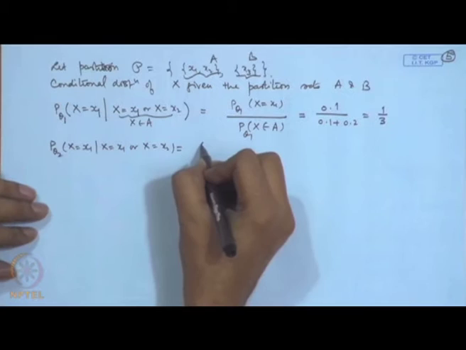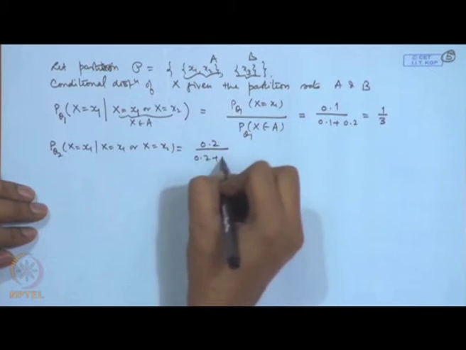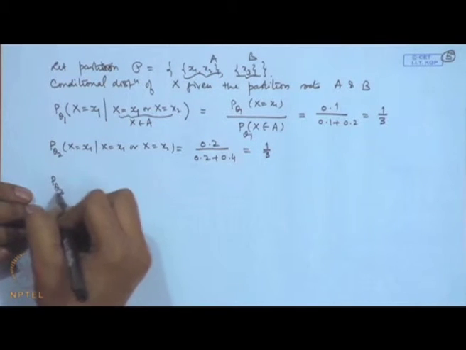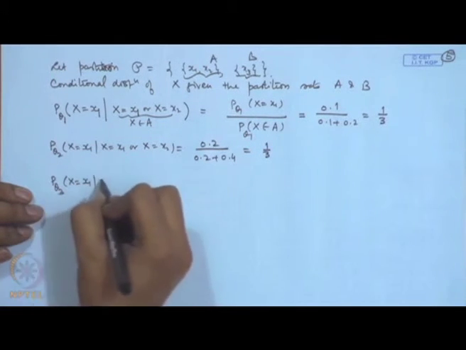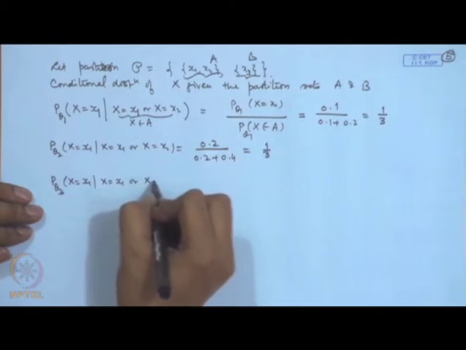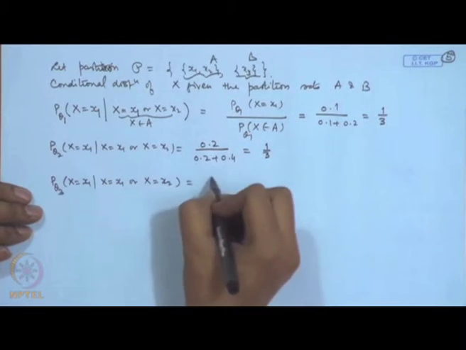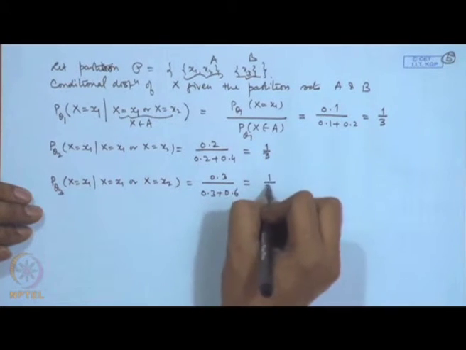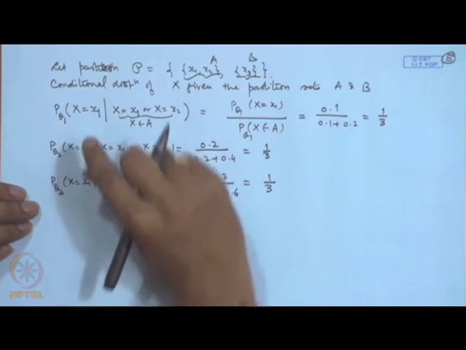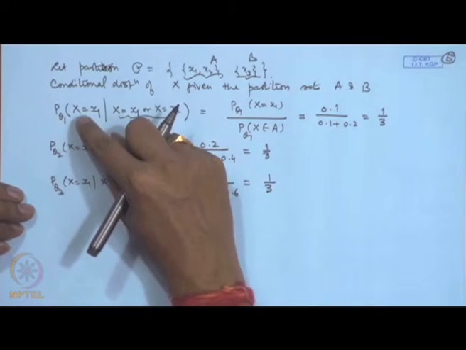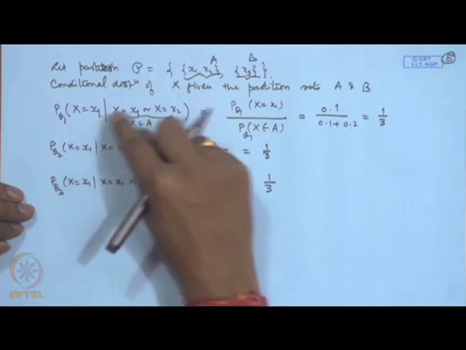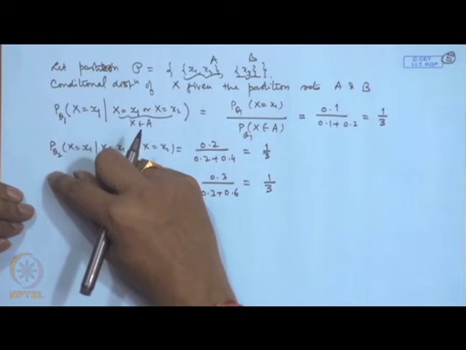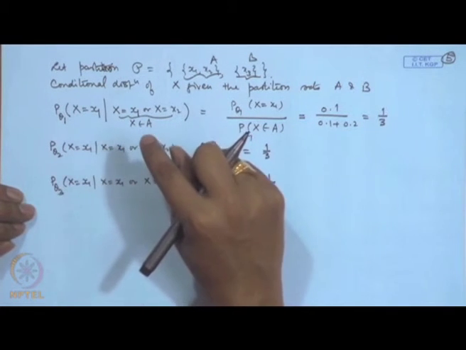So, this value will turn out to be 0.2 divided by 0.2 plus 0.4, that is once again 1 by 3, and in a similar way if I calculate when theta is equal to theta 3, this is turning out to be 0.3 by 0.3 plus 0.6, that is again 1 by 3. So, what we have found is that the conditional probability of x equal to x1 given x belongs to A is free from theta. However, we need to check other configurations also.